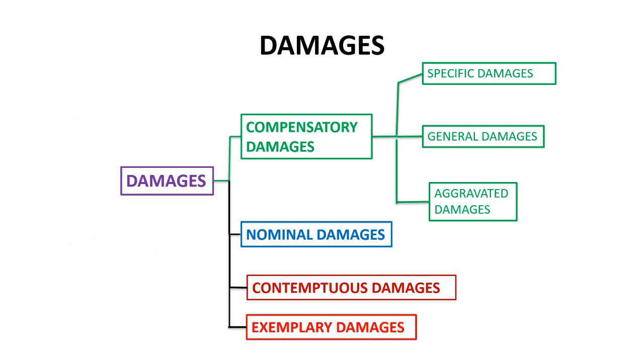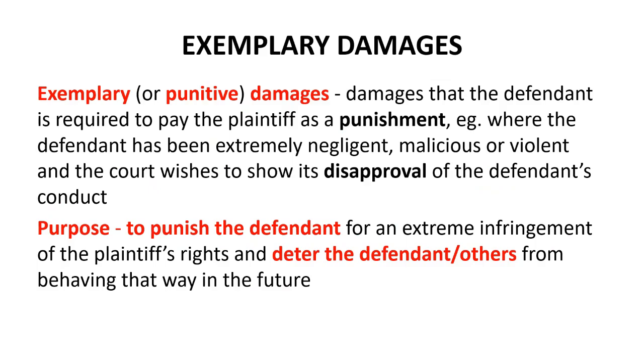Finally, we have exemplary damages. Exemplary damages, sometimes called punitive damages, are damages that the defendant is required to pay the plaintiff as a punishment. For example, where the defendant has been extremely negligent, malicious, or violent, and the court wishes to show its disapproval of the defendant's conduct. The purpose of exemplary damages is to punish the defendant for an extreme infringement of the plaintiff's rights and to deter the defendant and others from behaving that way in the future.